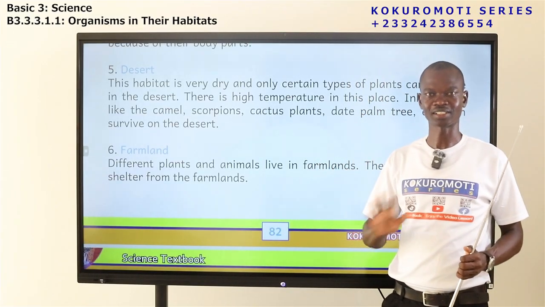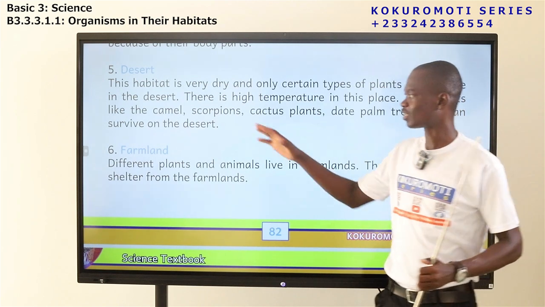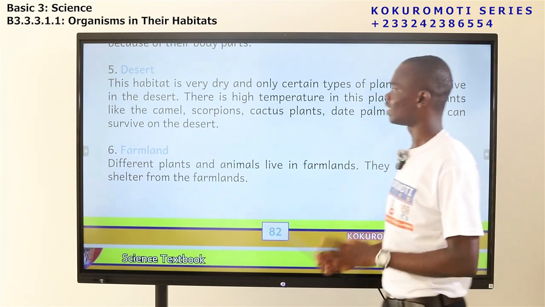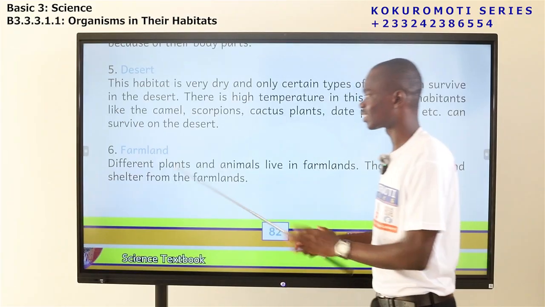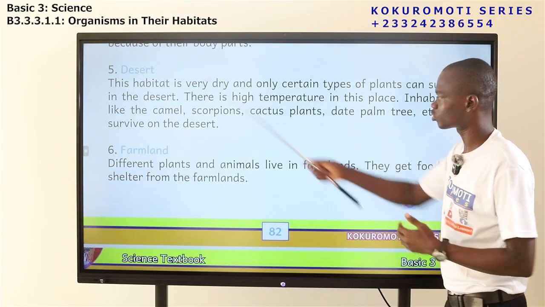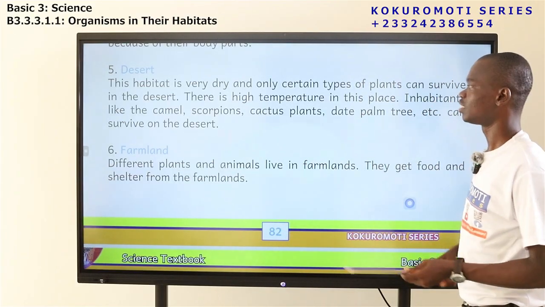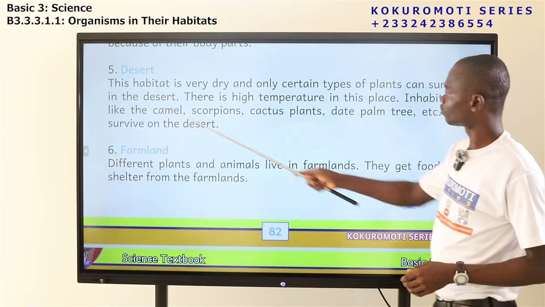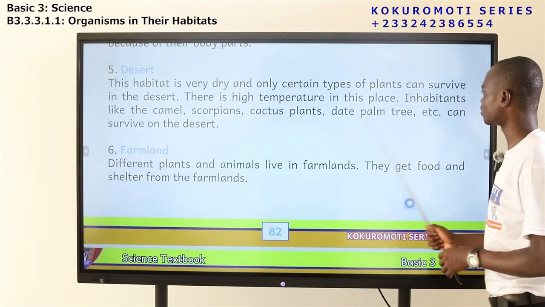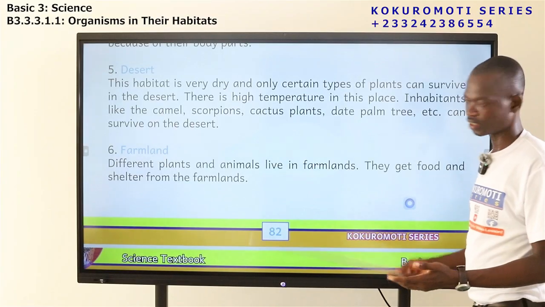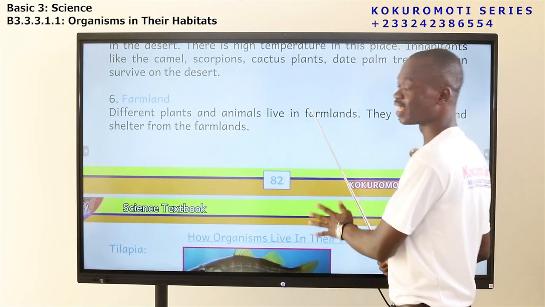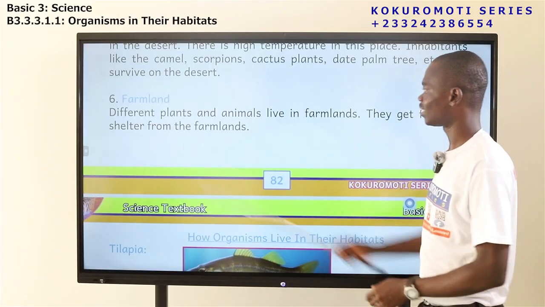Not all animals can survive over there, but these animals are able to survive, meaning that the desert is designed for special animals. An example of inhabitants that can be found in the desert are what? Camel, scorpion, cactus plants, date palm tree, and the rest. Okay, so the next one, which happens to be the last for today, is what?